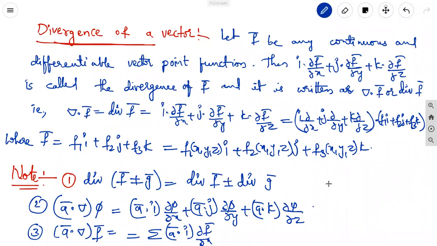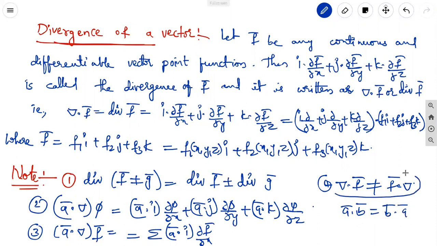But here one more thing: del dot f vector is never equal to f vector dot del. Why? Because in general a vector dot b vector equals b vector dot a vector, but in the operation, both are not equal.